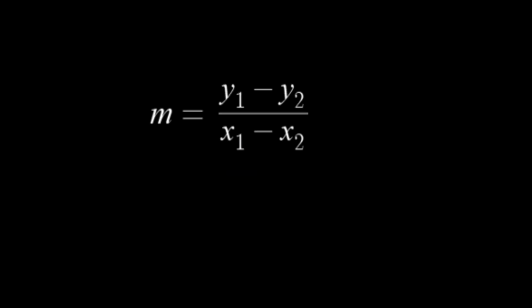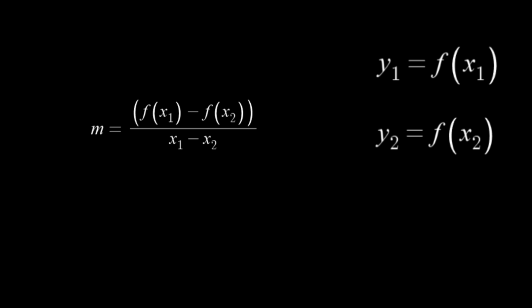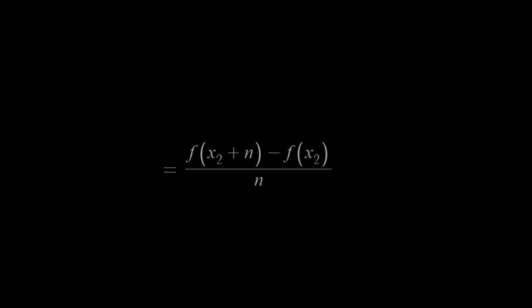Normally, we know m as y1 minus y2 over x1 minus x2. However, if we want y1 and y2 to be the same, this would give us 0 over 0, which cannot be evaluated. Thus, we have to refactor the equation. Since we know y1 is just f of x1 and y2 is just f of x2, we can rewrite the equation like so. For the sake of simplicity, we will write x1 in terms of x2 so we can simplify to a single variable and a constant value. To avoid confusion, we will use n.